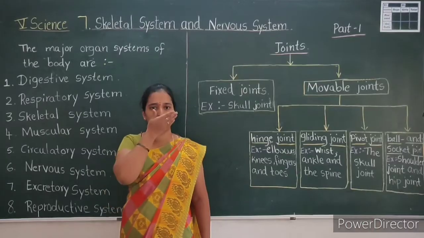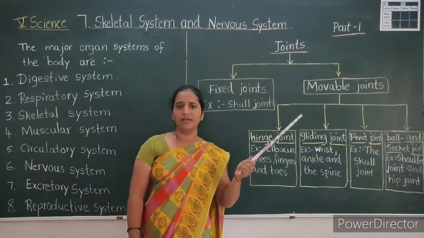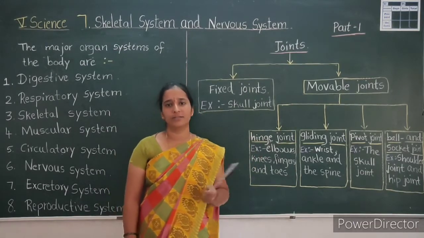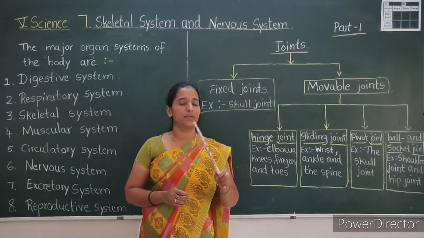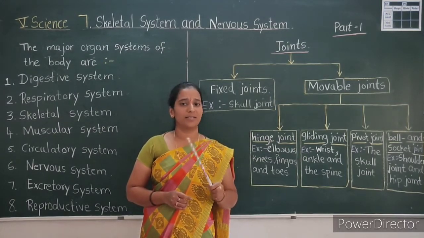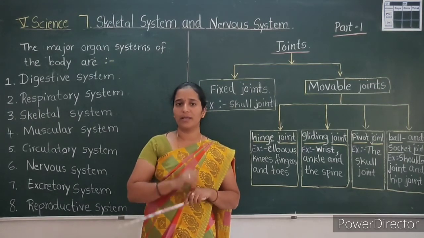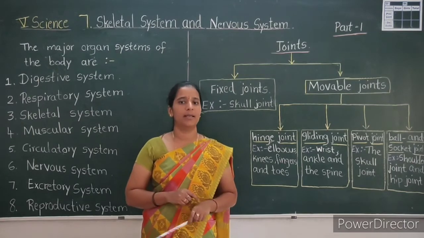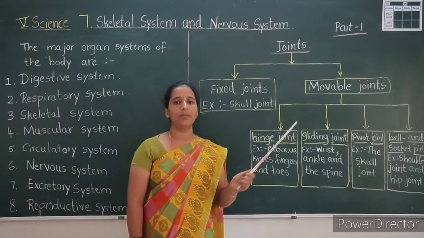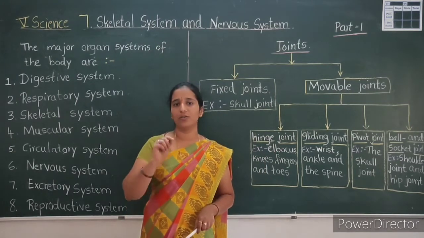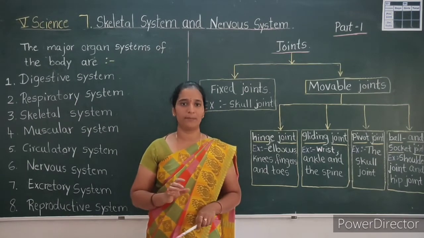So children, next we move on to joints. Our bones are hard and strong. They are stiff, but we can still move. This is because of the joints present in our body. Two or more bones come together to form a joint. There are mainly two types of joints: fixed joints and movable joints.